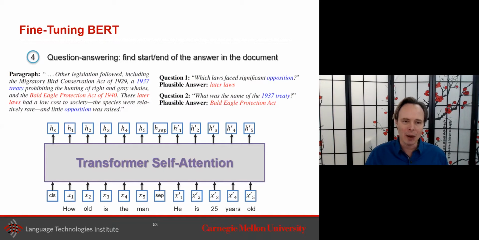Question answering here is like: I have a very, very long text, an extremely long text, and the idea is that you want to be able to find which part of the text is the answer.